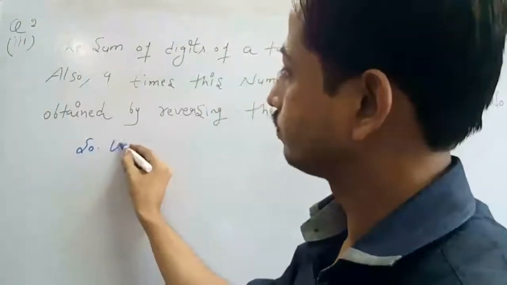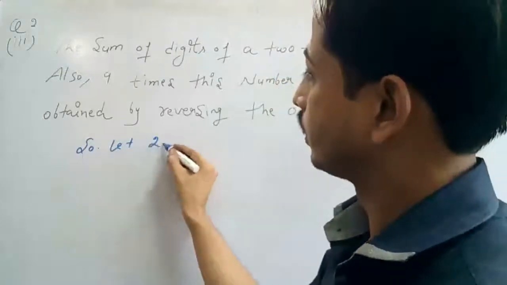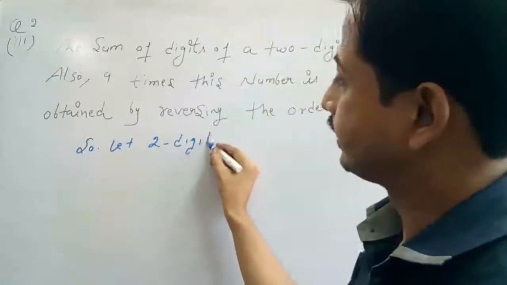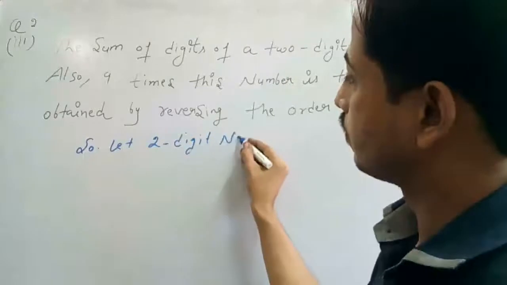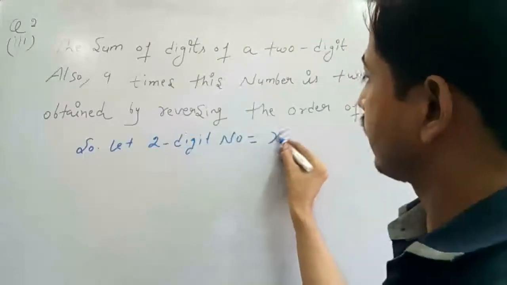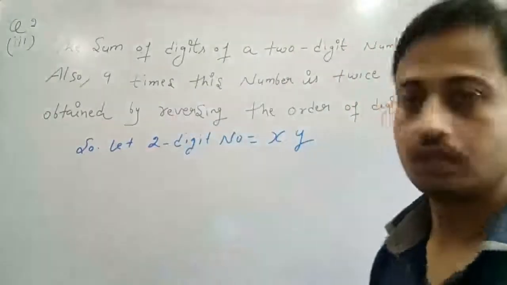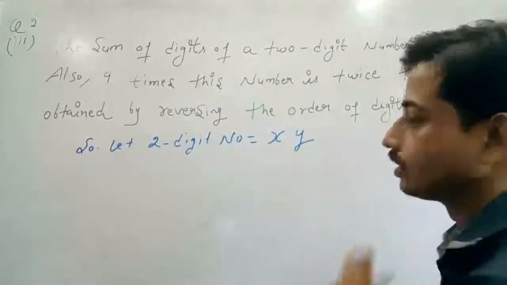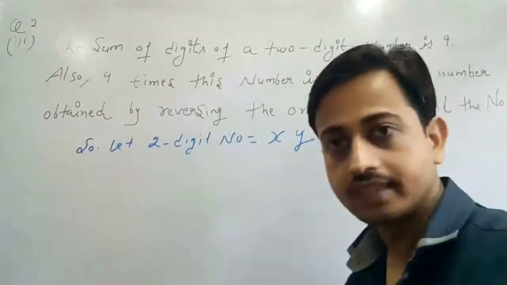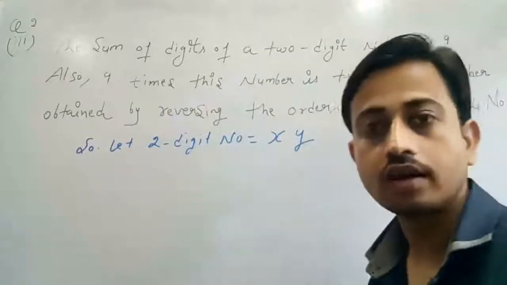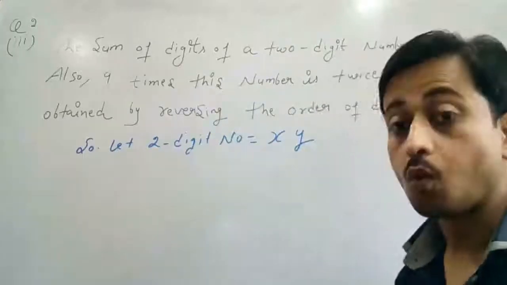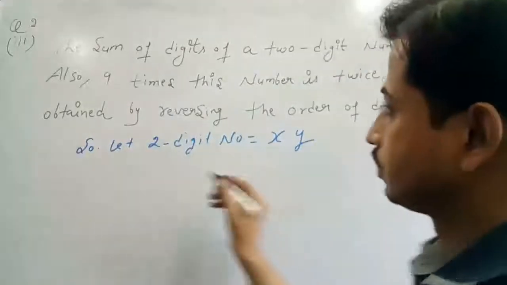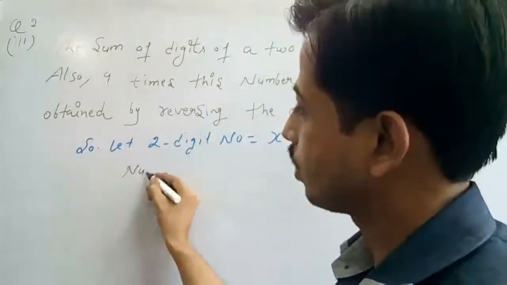So let the 2-digit number be xy. I am considering the 2-digit number as x and y. Y is the unit digit, and x is the tens digit. Now what's our number?